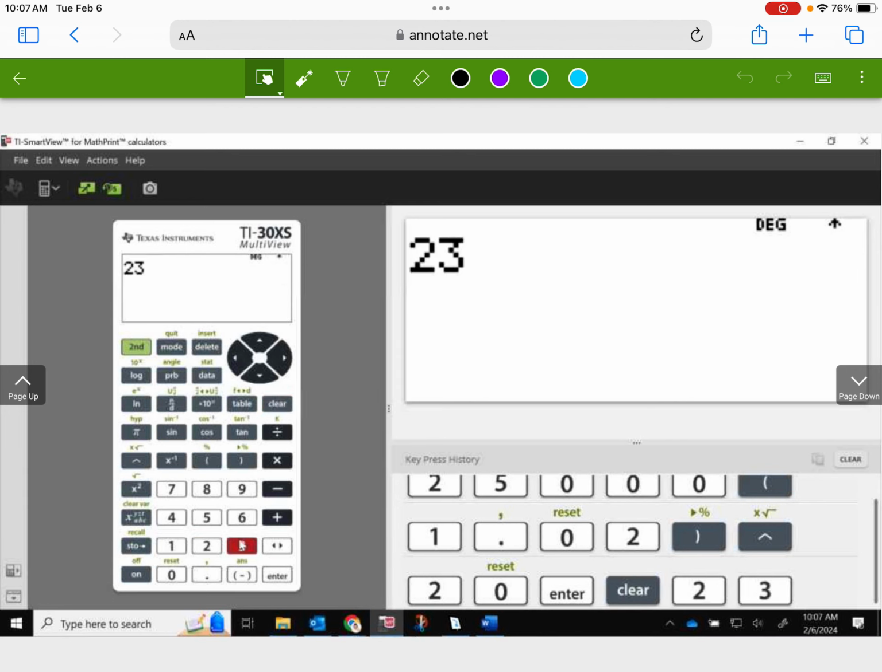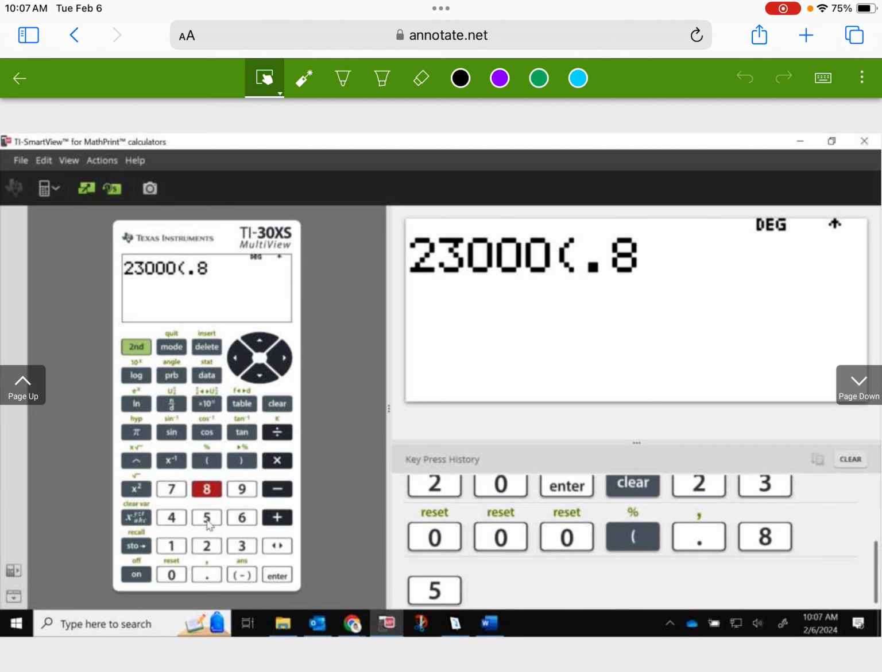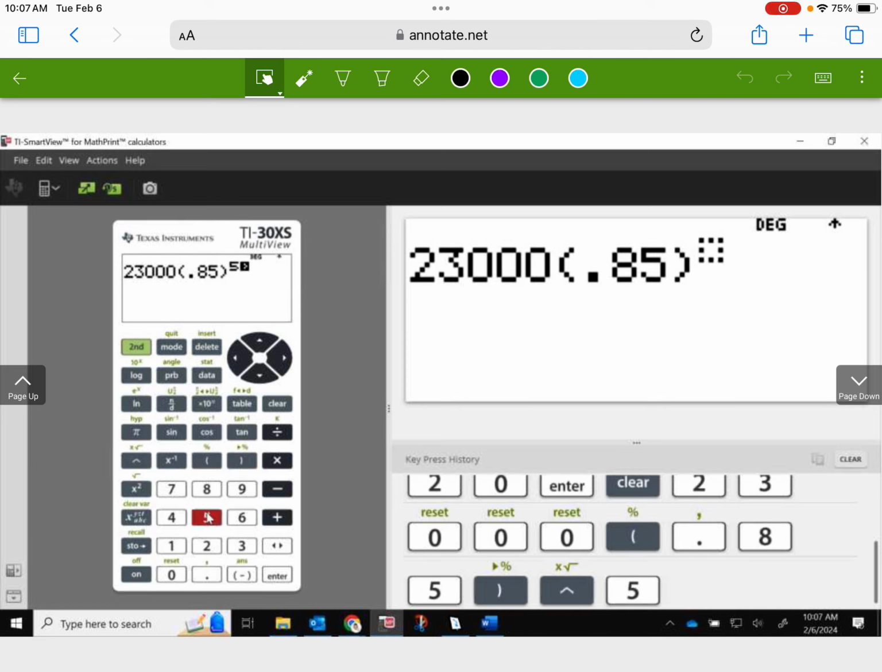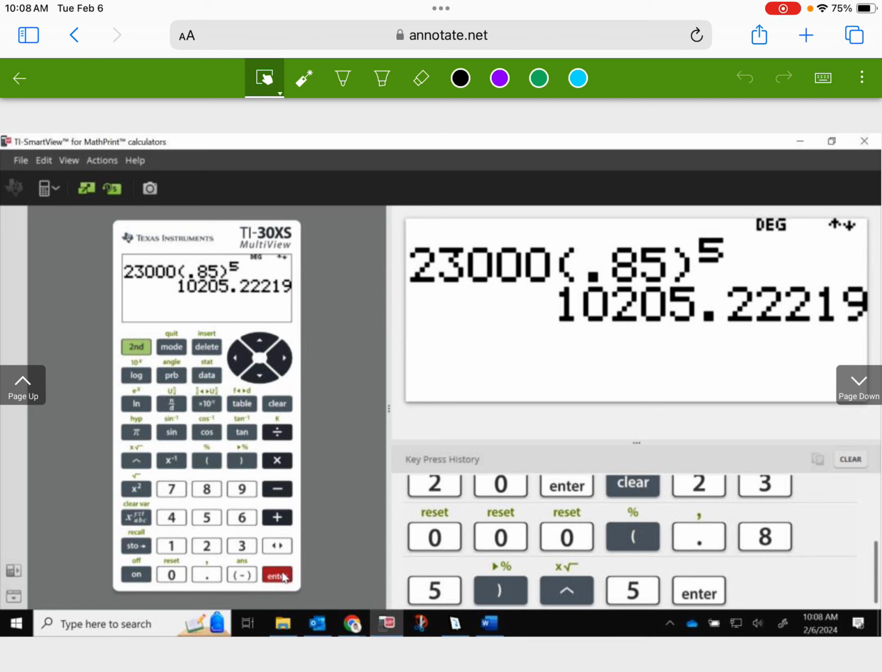You're going to type it in just like that: 23,000 times 0.85 to the 5th. You could also do .85, that's totally fine. It doesn't matter if you have the 0. You should wind up with the exact reason why we don't buy brand new cars. Because after 5 years, my $23,000 car is now worth barely over 10,000. That is a real thing. Cars devalue like that.